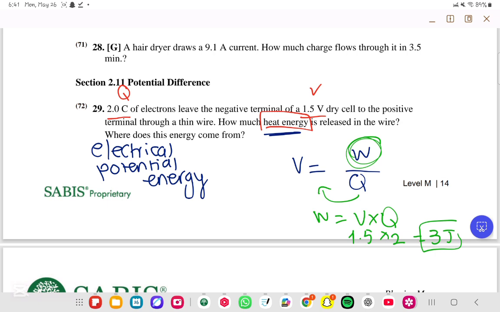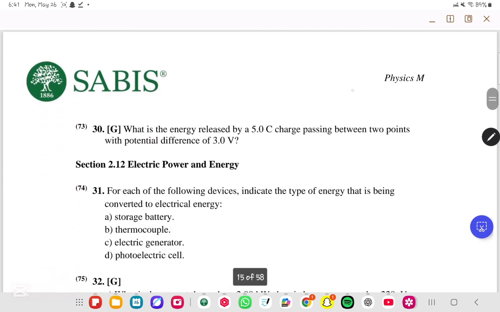It comes from the electrical potential energy from the dry cell. So, electrical potential energy from dry cell. That's it for question number 29. Move on to question number 30. What does it say in question number 30?